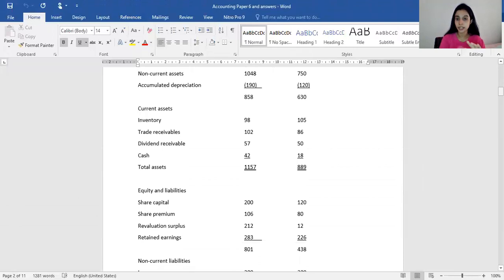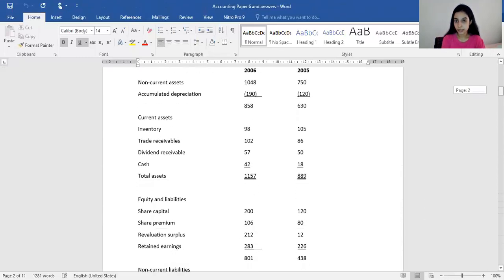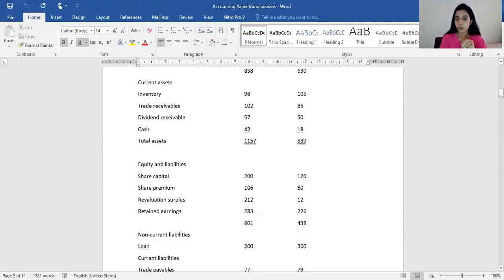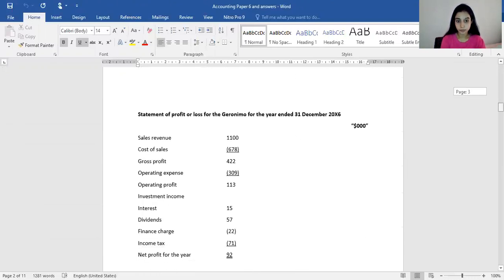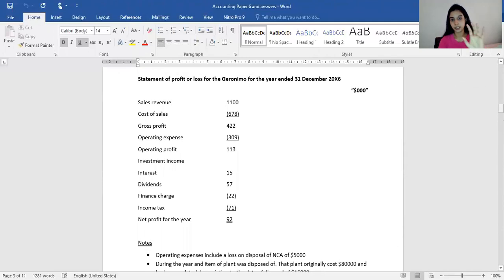Now current assets, as I explained in the presentation, any decrease in the inventory, which has happened in this question as well, it has decreased from 105 in 2005 to 98 in 2006. So it's a decrease, and a decrease in current assets is an addition in the statement of cash flows. Again, trade receivables have increased. So an increase in current assets, we'll have to deduct from the statement of cash flows. And the dividends receivable: you have the opening figure and the closing figure given to you. Also, under the statement of profit or loss, they've given the annual dividend income.